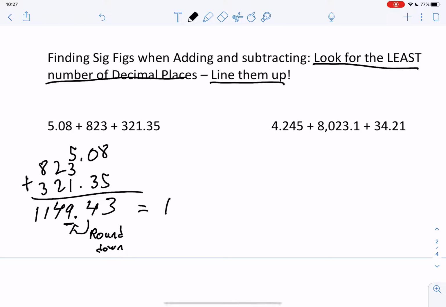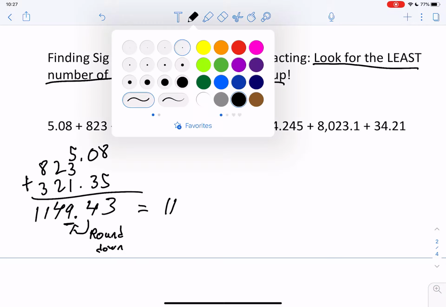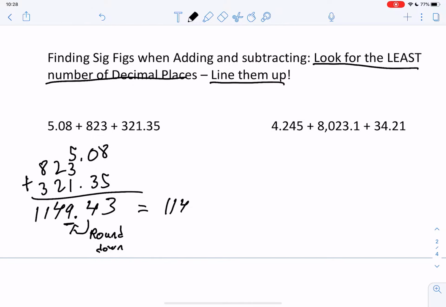And that number will just stay as 1,149. Okay, that is the correct number of significant figures based off of this problem. Second one, we have 4.245. So I'm just going to go ahead and line them up by decimal place.